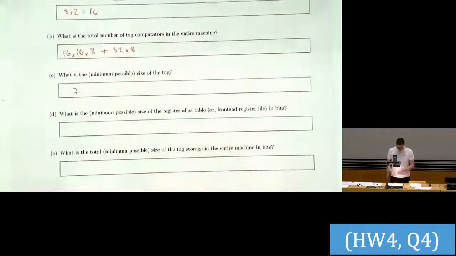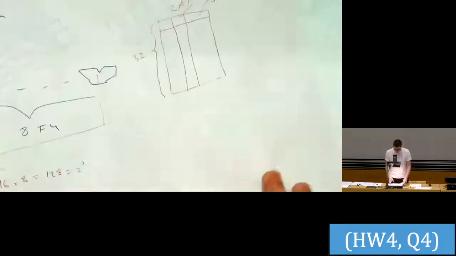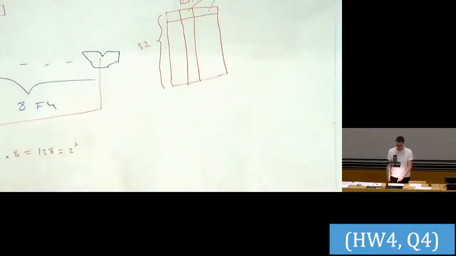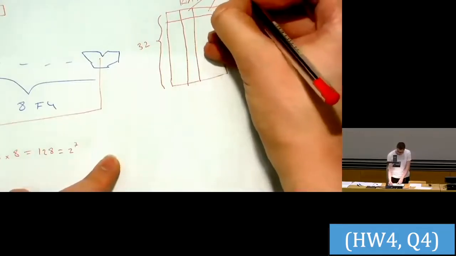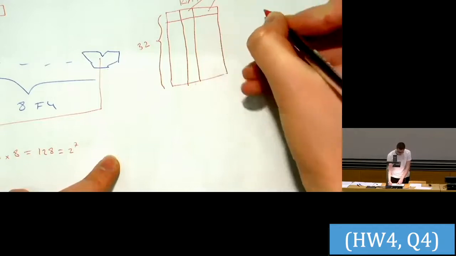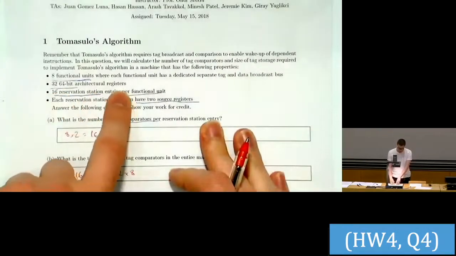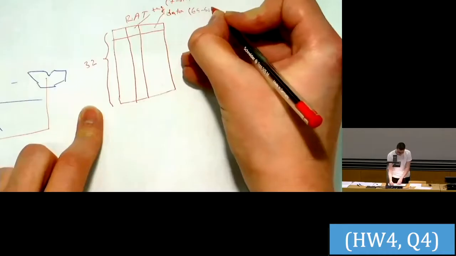And then what is the size of the register alias table in bits? So the register alias table should look something similar to this thing here that I drew, right? So we know the tag should be at least 7 bits. And then the data is given in the question. So the architectural registers are 64 bits wide. So then per entry, we will need 64 bits.